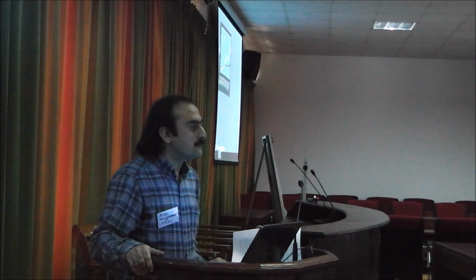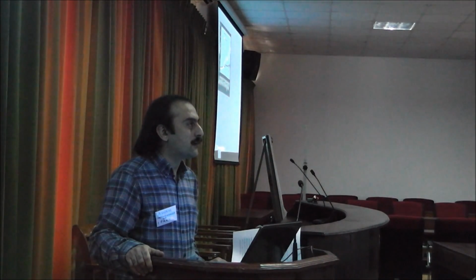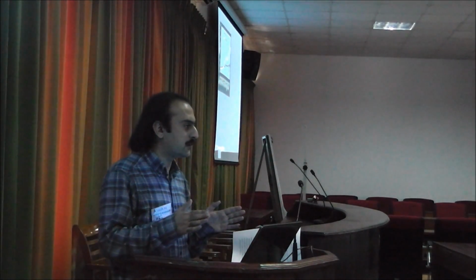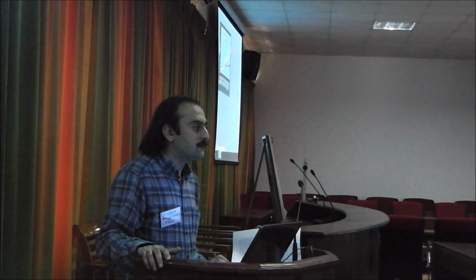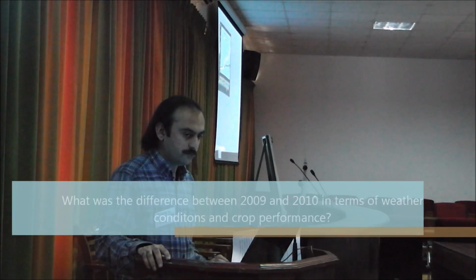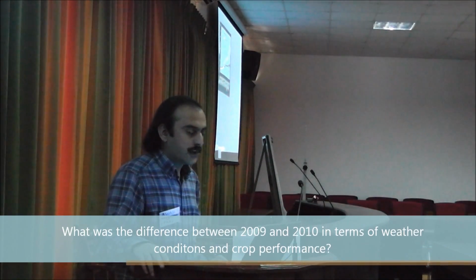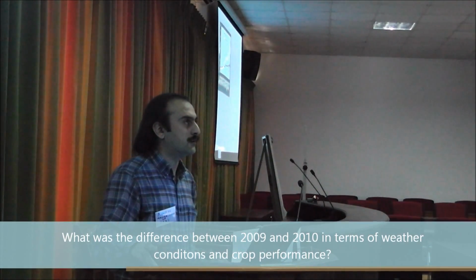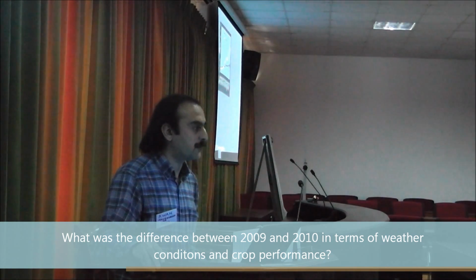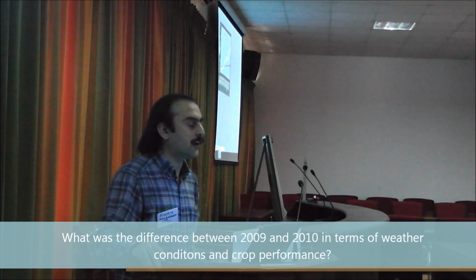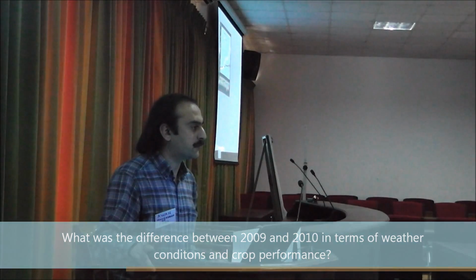You said 2009, how much was the rainfall? About 200 millimeter. What about during 2010? 600 millimeter. What is the yield level in 2009 and 2010? The highest yield level in 2009 was about 4.5 tons per hectare, and in 2010 it was like 5 tons per hectare.